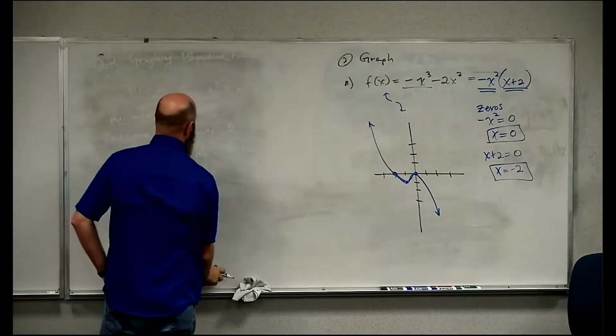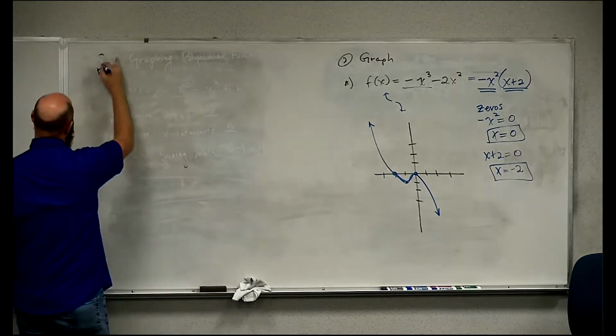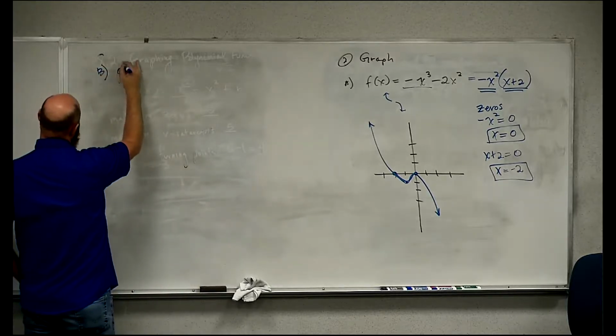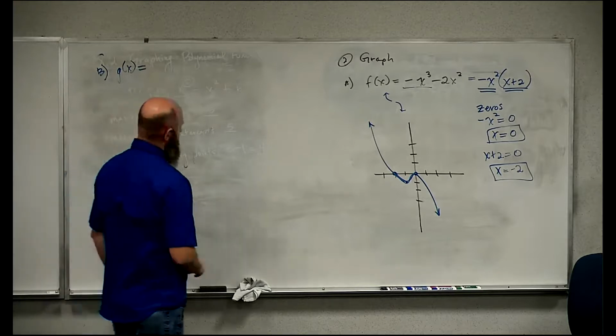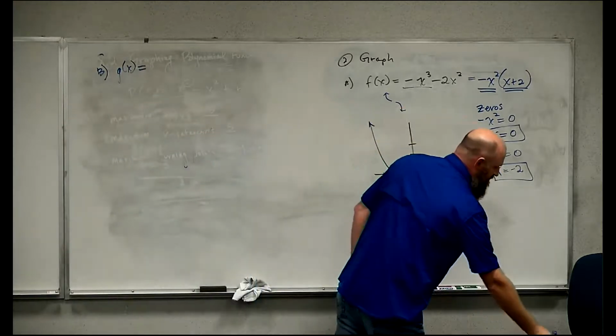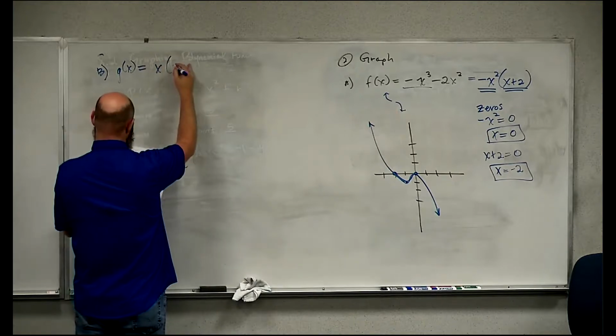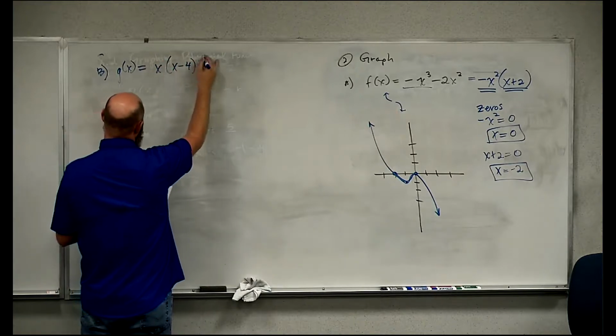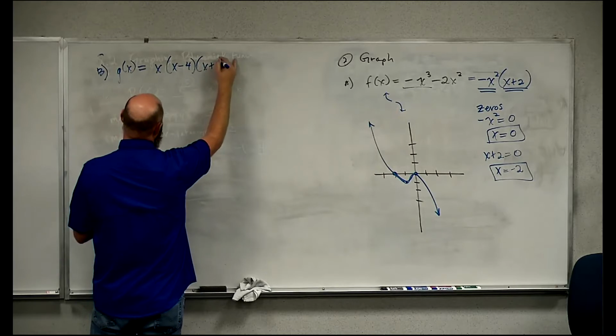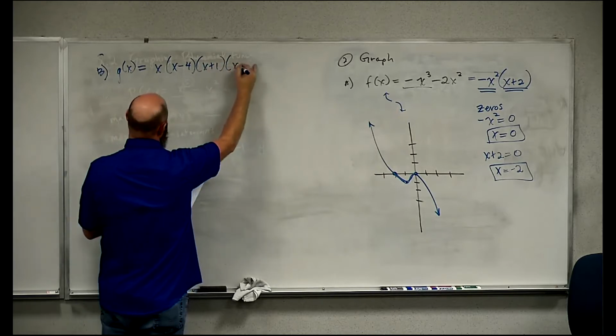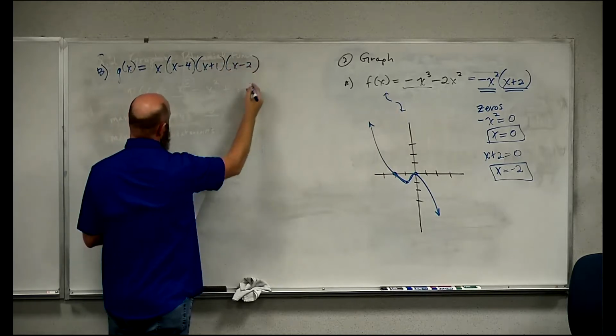All right, let's look at another one. So g of x equals x times x minus 4 times x plus 1 times x minus 2.